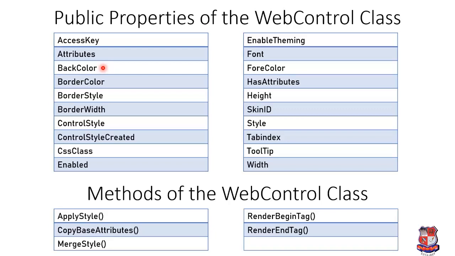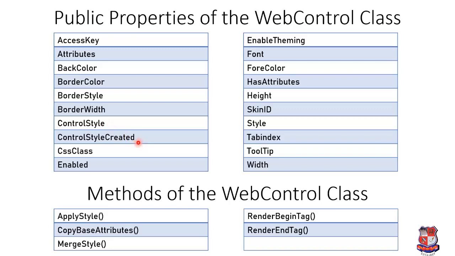Next is BackColor. It obtains the background color of the web server control. Next is BorderColor. It is used to obtain the border color of the web server control. Next is BorderStyle. It is used to obtain the border style of the web server control. Next is BorderWidth. It is used to obtain the border width of the web server control. Next is ControlStyle. It is used to obtain the style of a web server control.